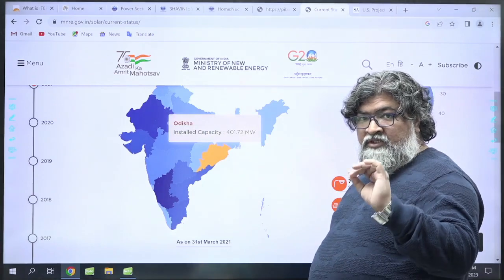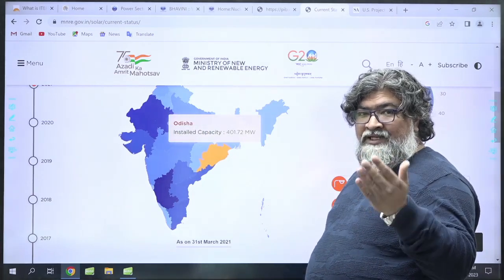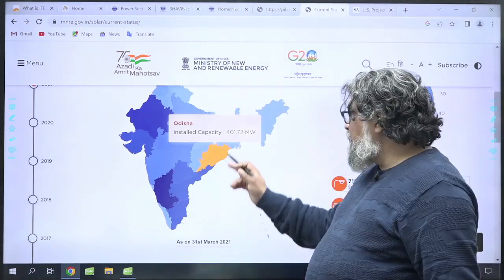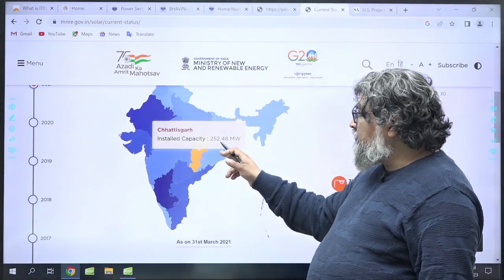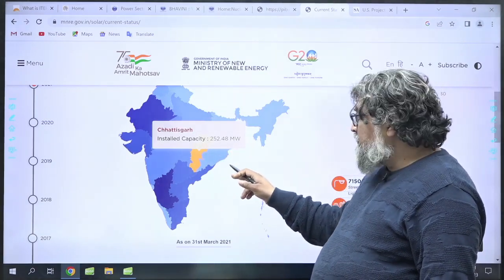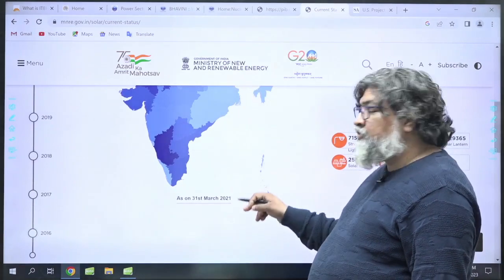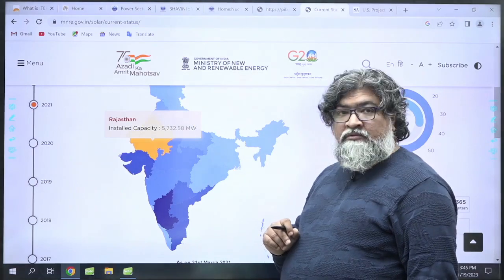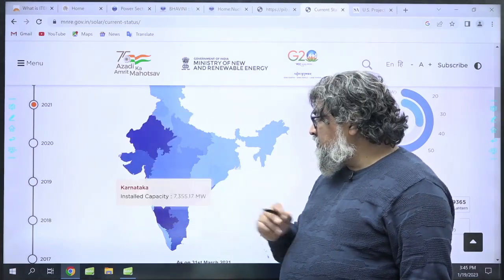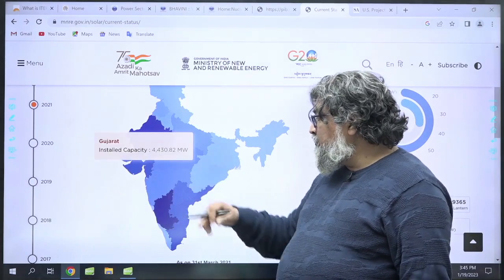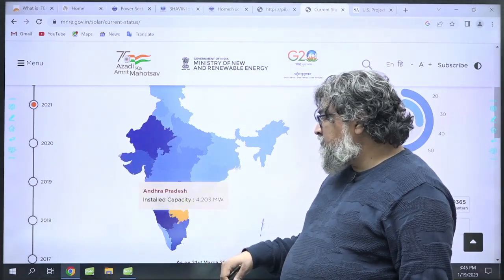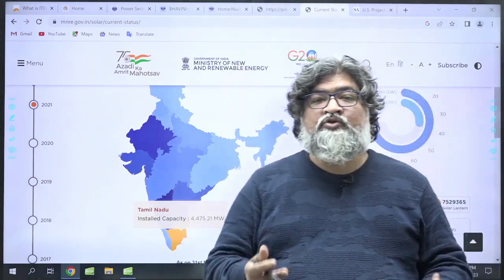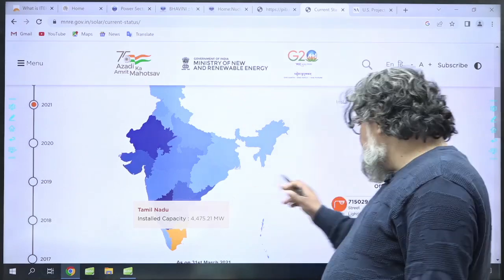401. They're low. The dark blue is higher, light blue is medium, and the lightest is the lowest. Like Odisha, 401. Chhattisgarh, 252. Right? So what is very important, as of March 2021, the states with the highest power generation are Rajasthan, then Karnataka, then Gujarat, Tamil Nadu, Telangana, Andhra Pradesh, right? They are the leading states in terms of solar power generation.